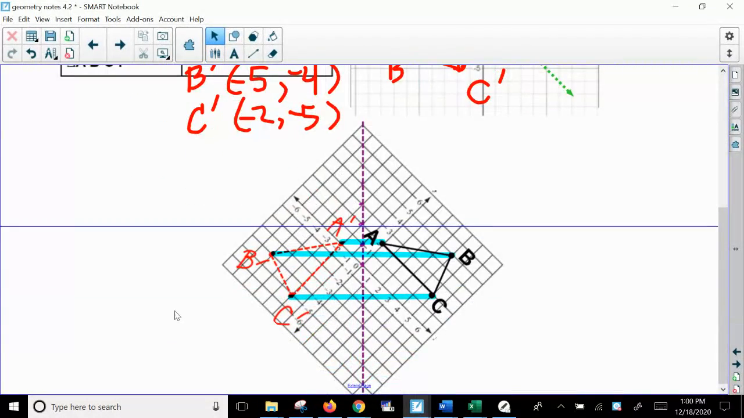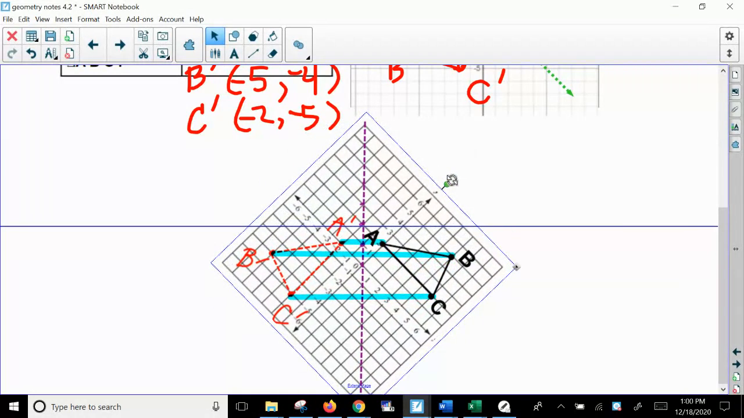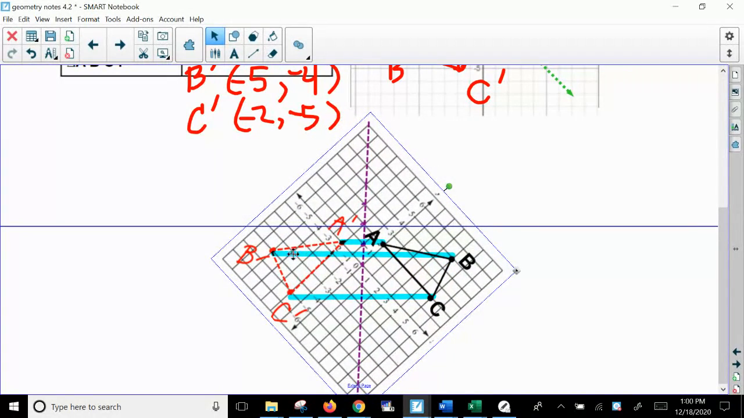And again, if you have a hard time seeing, turn your graph so that the reflection line is straight up and down, then you can see how each point traveled directly across the reflection line.